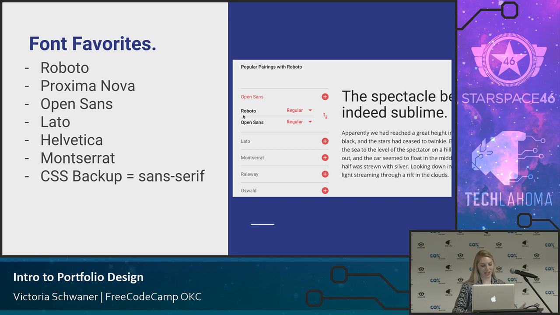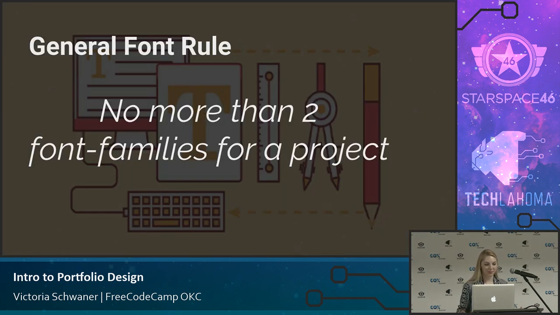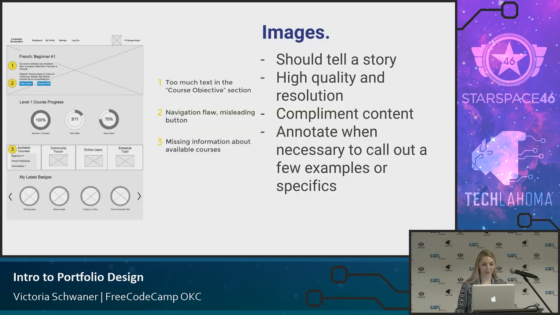So simple visual design. General font rule, no more than 2 font families for a project. You can change out and do italic or bold, but you don't want to get crazy if you have 3 or more different types of fonts going on. It does not look good. And then images, I bet this is, well, no, it looks pretty big on the big screen.